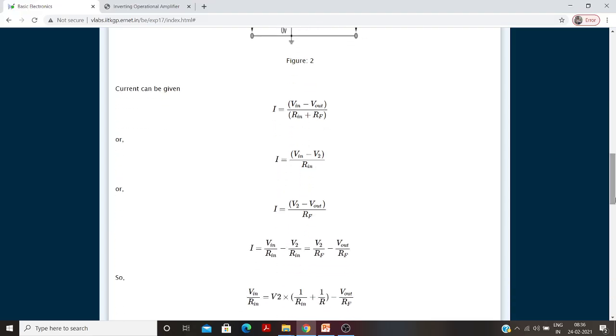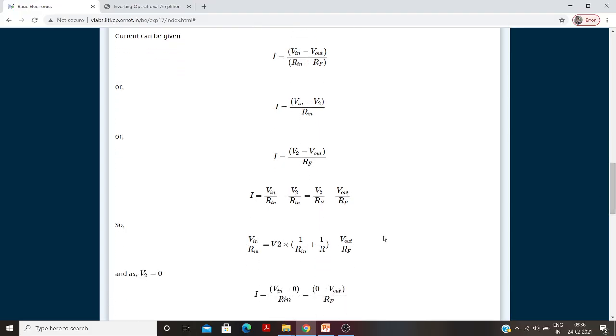So from this I can say that I is equal to V in minus V2 by R in, which is equal to V2 by RF minus V out divided by RF. So I have written this. I have split these two terms, V in by R in and V2 by R in. So what will happen if I take V in by R in to this side?